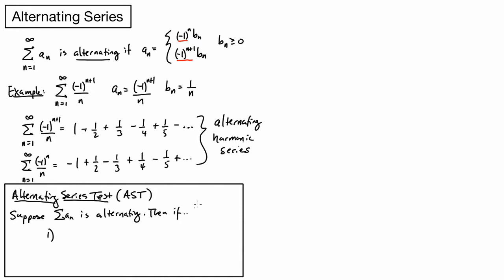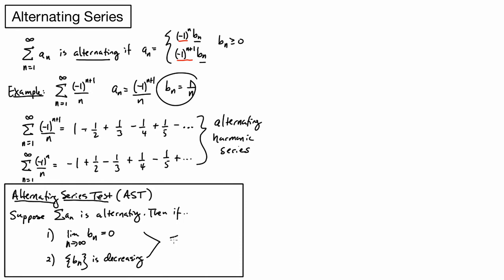Then the first thing that has to be true is that the limit of the b_n's, remember the b_n's are the part of the sum that's not alternating, is equal to 0, and b_n is a decreasing sequence. Then these two things combined are enough to tell you that the sum converges. Well, that's actually really useful, really helpful.